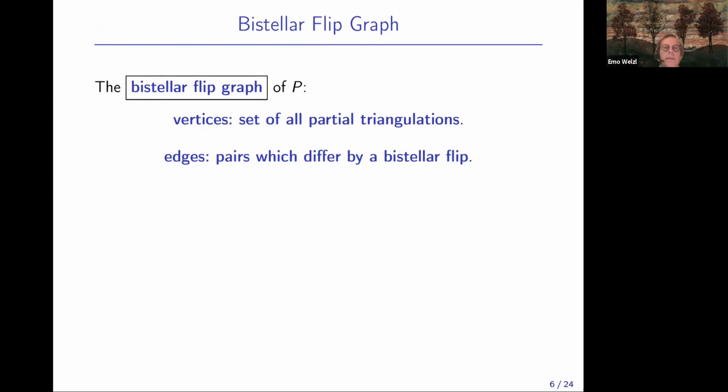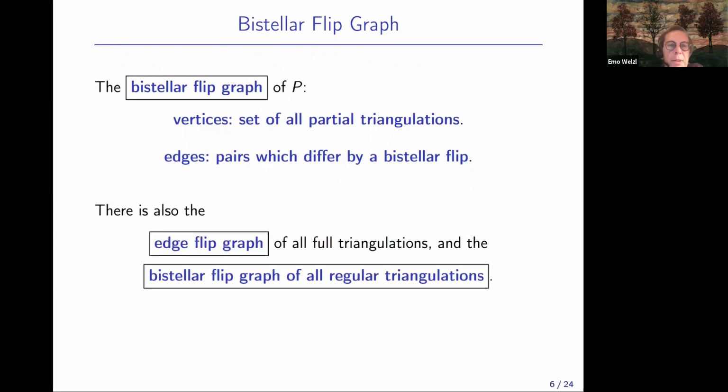So now we can define the bistellar flip graph. So the bistellar flip graph of B has its vertices, I mean, by now, I think it's clear to everybody what we are after. So it has its vertices, the set of all partial triangulations. And the edges are the pairs which differ by a bistellar flip. So all the edges, all the pairs that differ by this minimal operation.